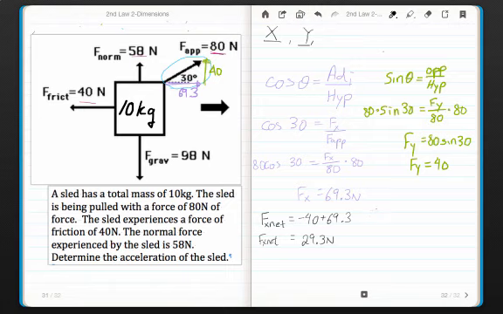Next, we want to find our fy net. We have positive 58 from the normal force. We have negative 98 from the weight, or the force of gravity, and we have positive 40 from our Fy applied. And if we add this up, we actually get 0.